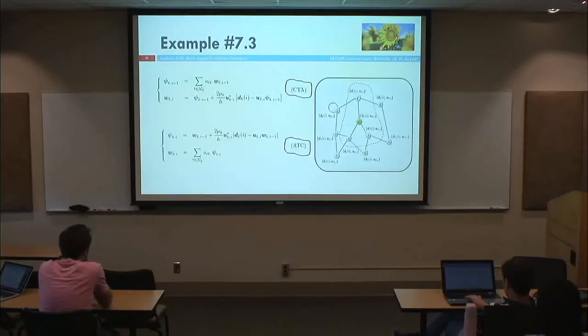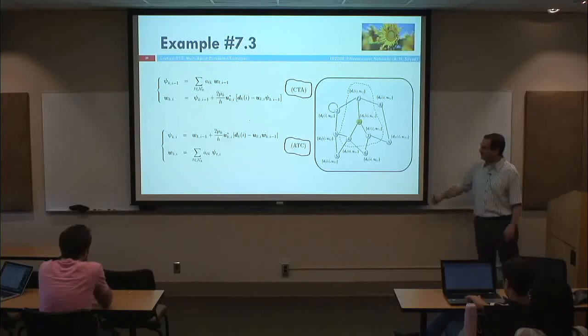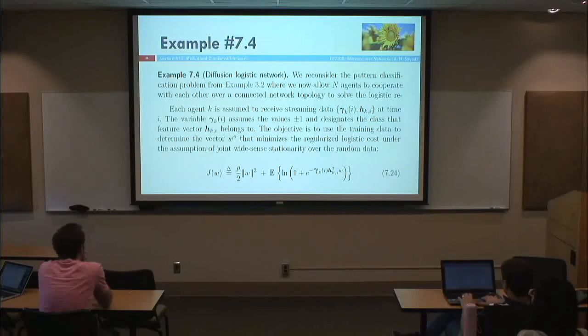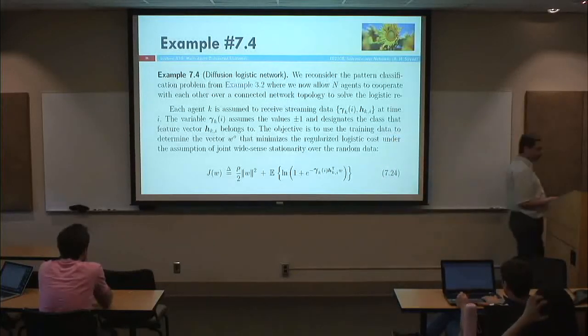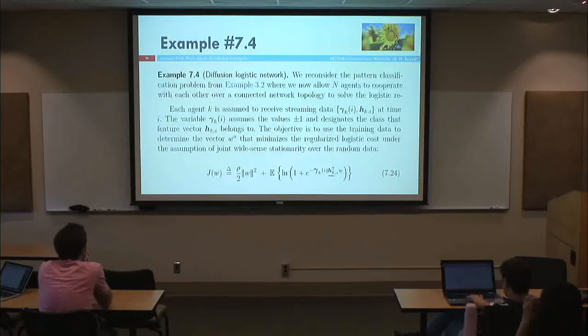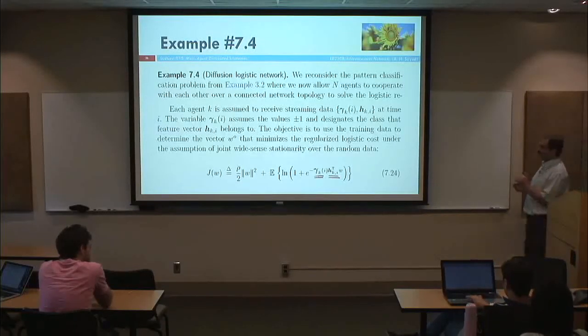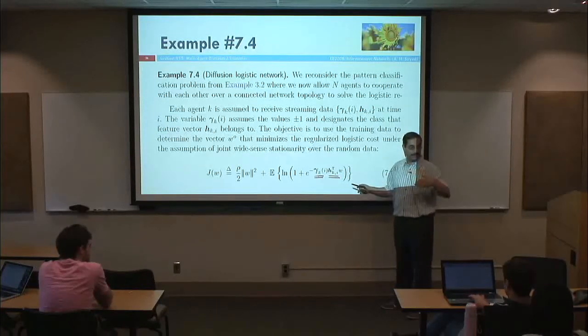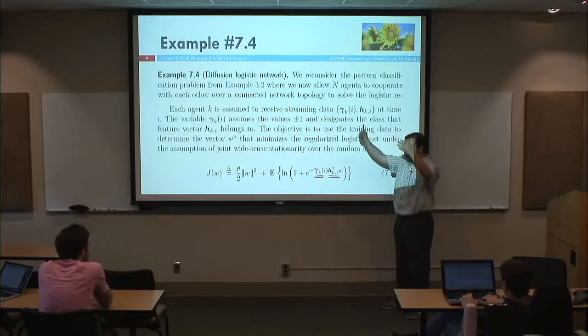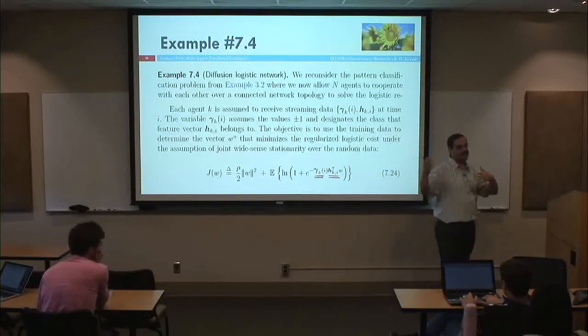Okay, so again, I'm putting them together now, CTA and ATC. This is another example, for logistic regression. If you are solving a pattern classification problem, I give you feature vectors h. So each node k receives feature vectors h and classes gamma, and you would like to find the separating hyperplane that tells you whether a new feature that they are going to observe belongs to this class or that class.